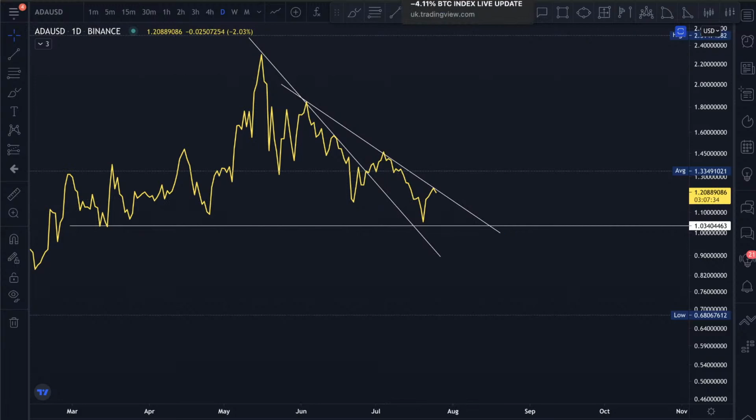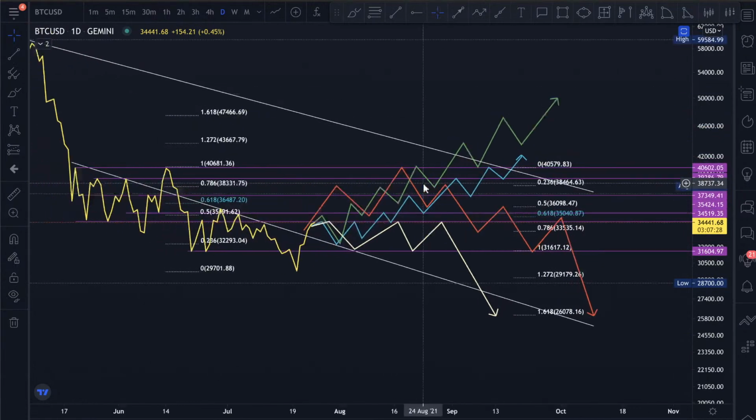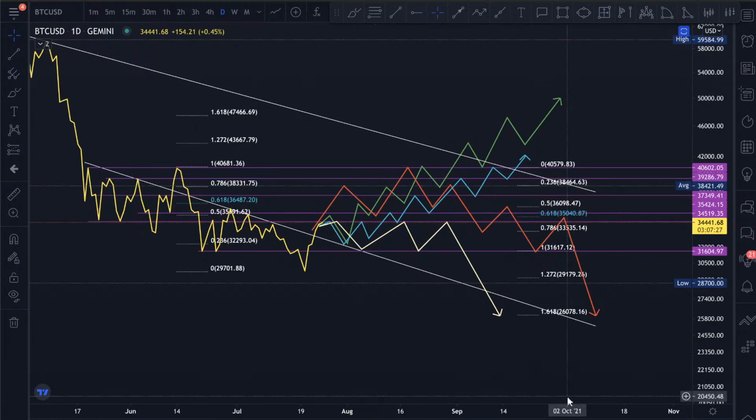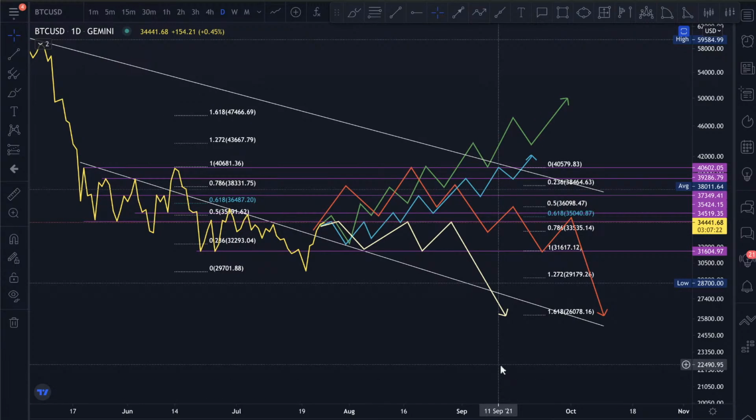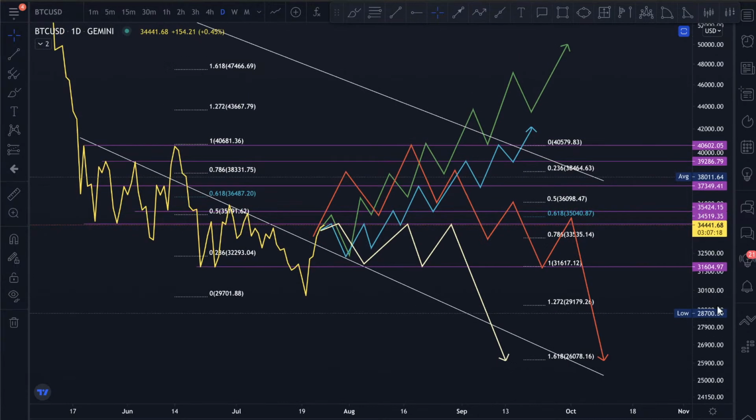But there's a whole bunch of coins I want to talk about, and they're all kind of related to each other one way or another. But just for now, what I want you to do is take a screenshot of this and save it, because these lines are very, very relevant. So let me make it larger for you so you can see.